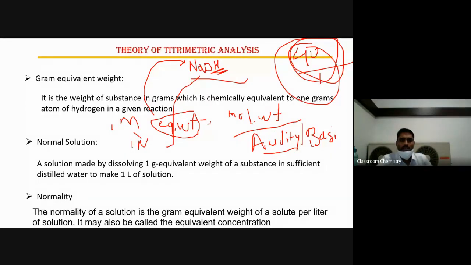See here, normality. The normality of a solution is the gram equivalent weight of solute, here we take NaOH as a solute, per liter of solution. It may be called equivalent concentration. That is, normality is also called equivalent concentration. See now, next slide.